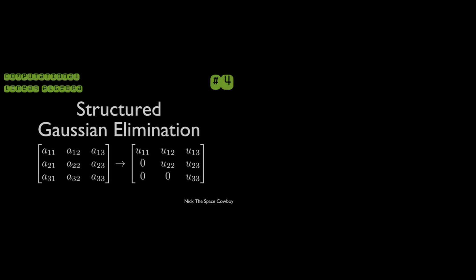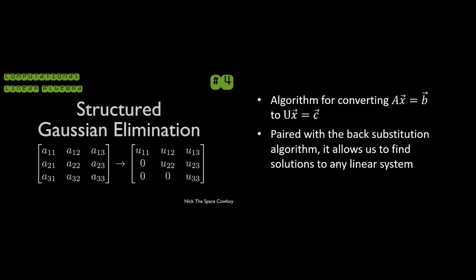Episode 4 is on structured Gaussian elimination, which shows us how we can convert an A matrix into an upper triangular matrix. Not just the matrices themselves, though, but the entire system. So we're converting AX equals B into UX equals C. Then we have an upper triangular system, so we can use our back substitution algorithm, which will allow us to get the solution to that particular system.